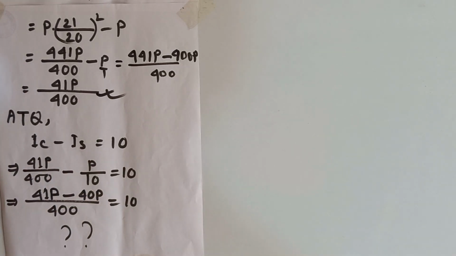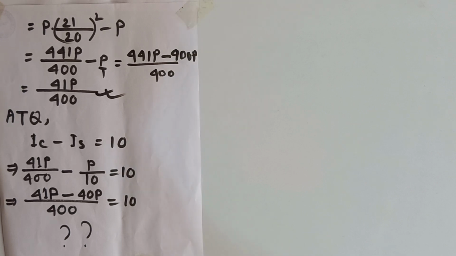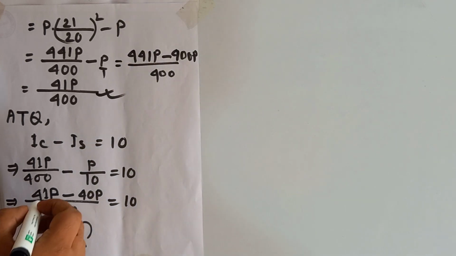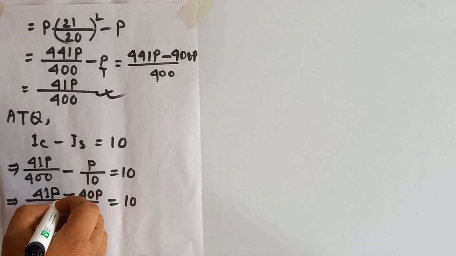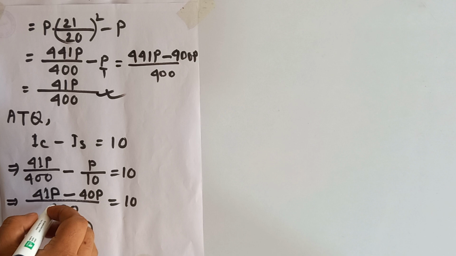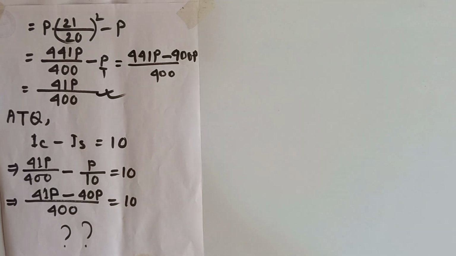My dear student, the next calculation you do by yourself. From here you need to find out the value of P. Here you notice 41P minus 40P, that means we get P by 400. When you do the calculation, you get the value of P is 4000. 4000 taka will be the scholarship amount of Shakib. I hope you have understood, my dear student.